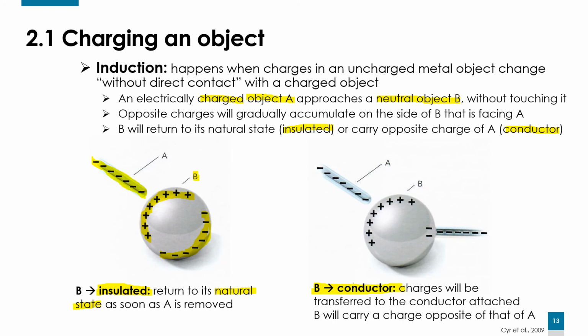The charge will be transferred to the conductor attached to B. So B is a conductor and it is attached to another material here. What's gonna happen? The negative charge that was on the opposite side will go away with that other conductor that is attached to B. So even though I take out the A, the B will not return to its natural state because it has lost the negative charges. Okay?